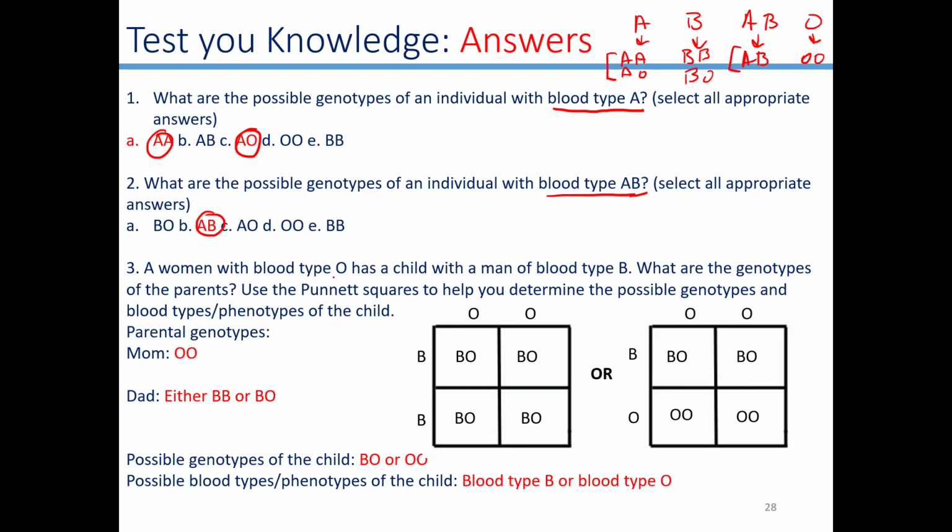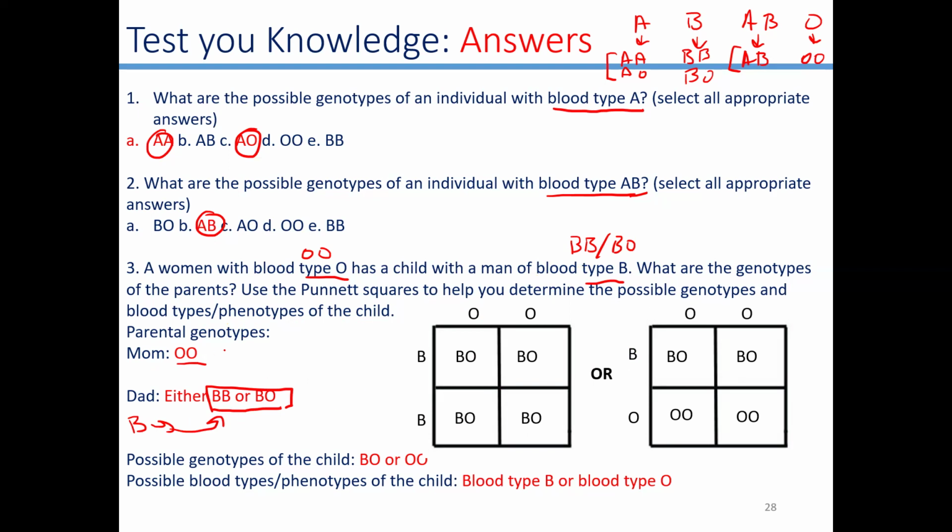A woman with blood type O, so we know the genotype is going to be OO, has a child with a man with blood type B. In this case, we know he's either going to be BB or BO. What are the genotypes of the parents? Use the Punnett squares to help you determine the possible genotypes and blood types, or phenotypes, of the child. Again, we know the mom is blood type O, so it's going to be OO, and the dad can either be BB or BO. The reason why it can be either of these is because we're not quite sure. We know he has blood type B, but there are two ways of getting it, which are right here. So this is why we need to use two Punnett squares.